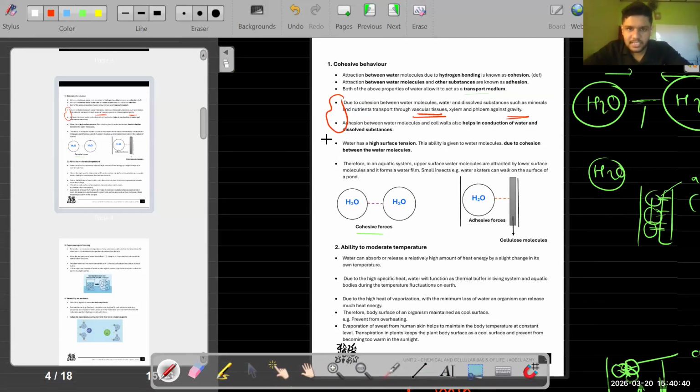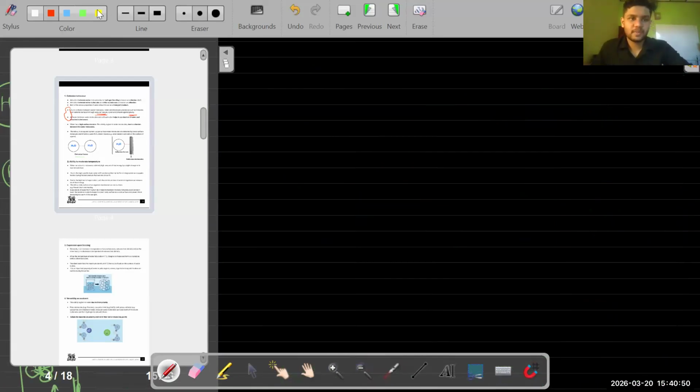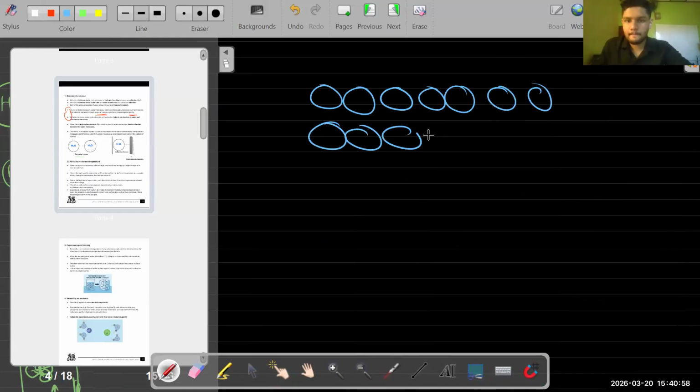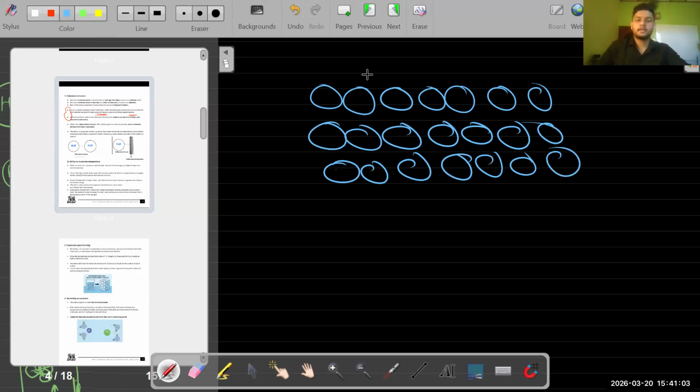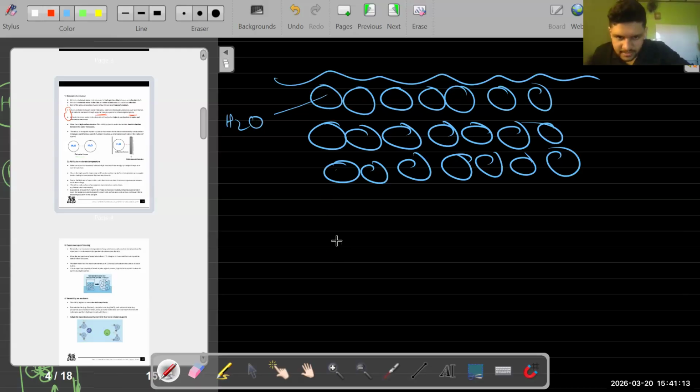Now this is a new idea. Water has high surface tension. This ability is given to water molecules due to cohesion between water molecules. Now last week I drew a diagram and explained it, but I'll explain it today also. This is the water, and each of these should be considered a water molecule. I said a few minutes ago that water looks like this.